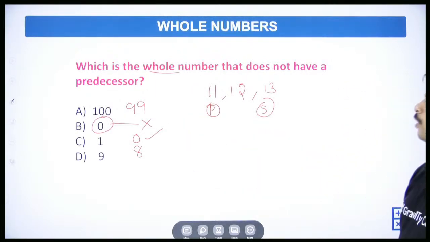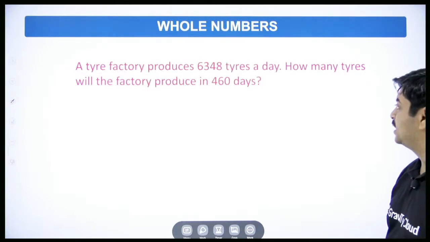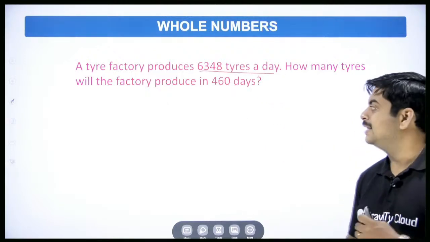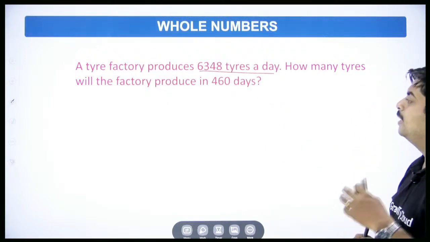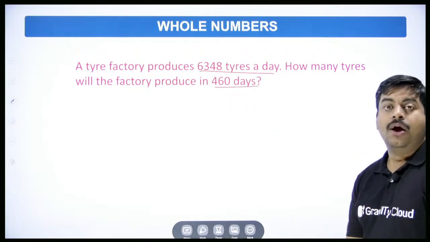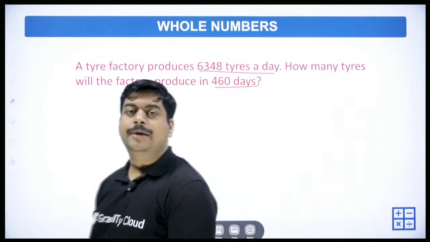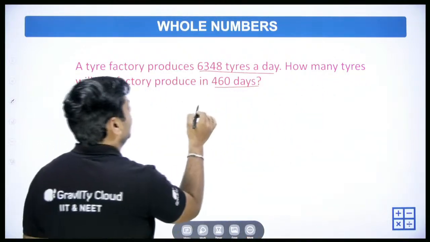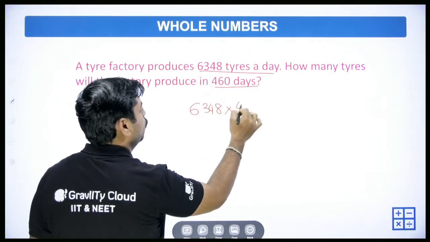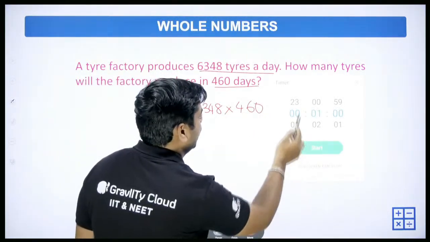Okay. So moving forward to the next one. A tire factory produces 6,348 tires a day. So these are the number of tires that the company is giving out. How many tires will the factory produce in 460 days? 460 days, right? Per 1 day, it is 6348, so for 460 days we need to multiply with 460, right? So please try to do it quickly so that I'll give you some time and tell me the correct answer.